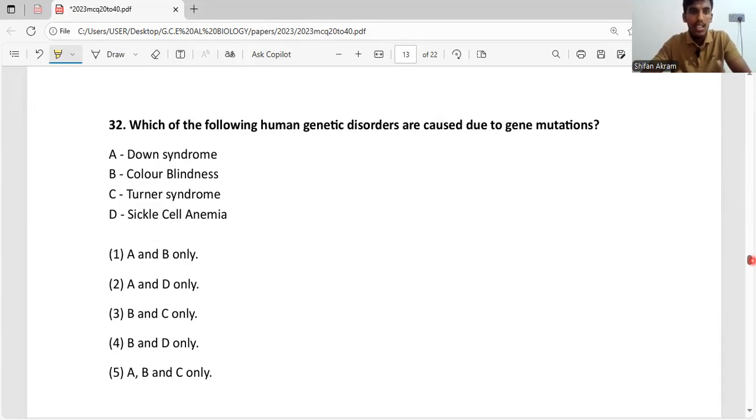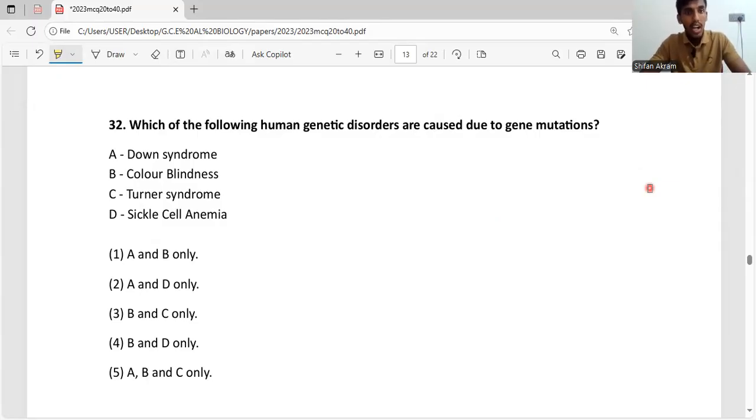Why? Because a person with Down syndrome has an extra chromosome of chromosome 21. Usually a person has 46 chromosomes, right? But a person with Down syndrome has 47 chromosomes because they have an extra chromosome of chromosome 21. Again, that is a chromosome mutation, not a gene mutation.